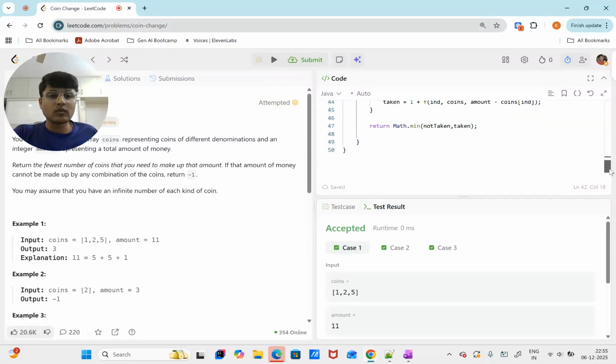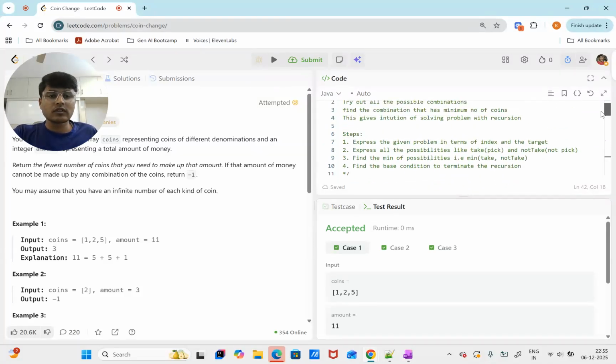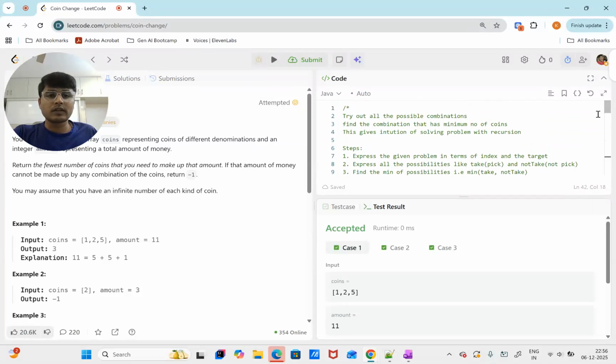Yeah, so this is how we have written the recursion function, and further we can optimize it by using memoization. We'll see it in another video.